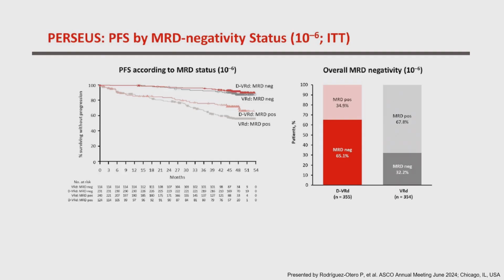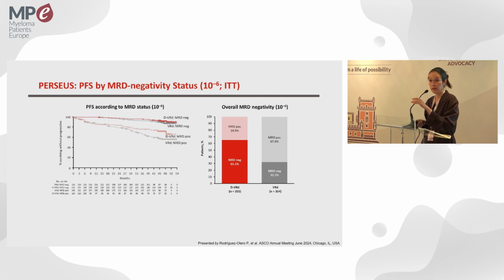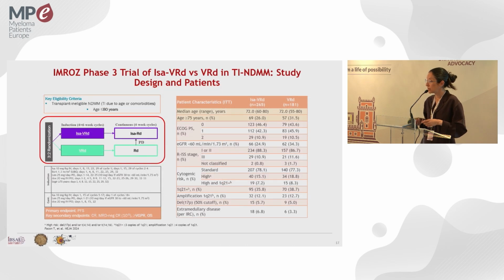The meta-analysis was published a few years ago, but we are seeing that now with the current treatment approaches that we are applying in patients with myeloma. So you have the results of the Perseus trial in the slide. Those patients reaching MRD negativity have a significantly better outcome as compared to those that do not reach that status.